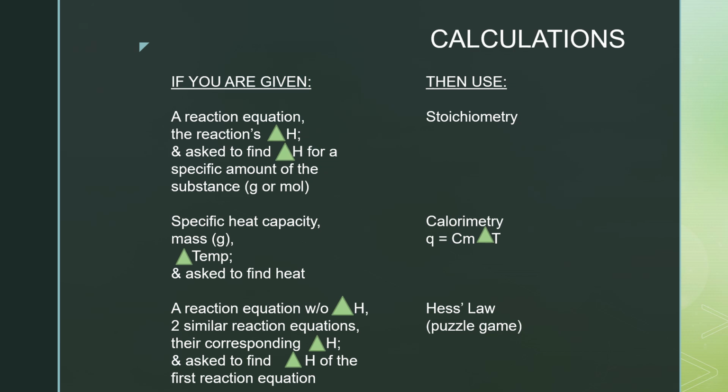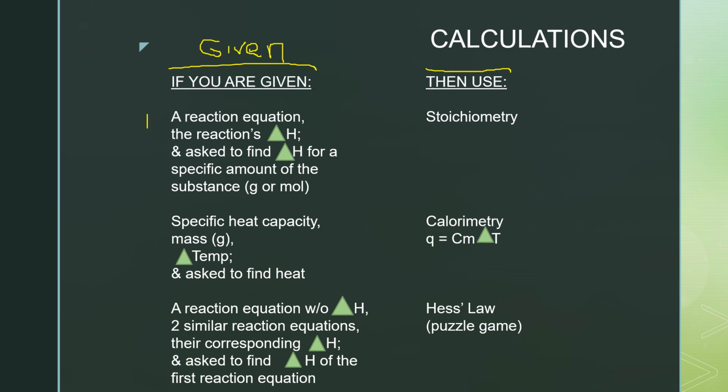If you are given, see this first column is the information you'll be given in the test question. And then over here, the second column is the kind of calculation you want to use for that information.